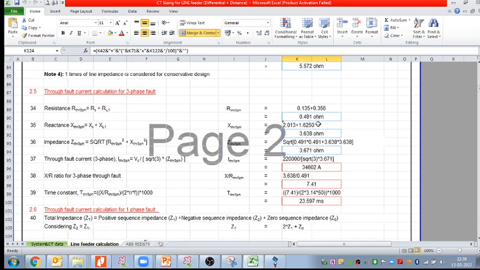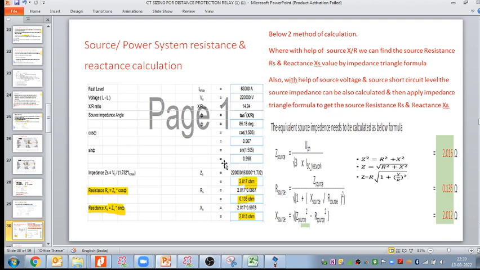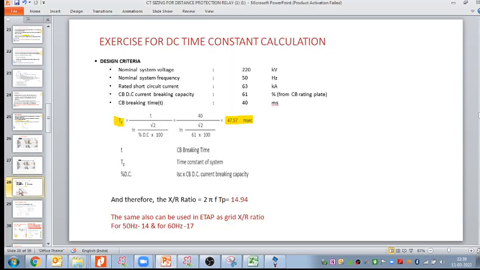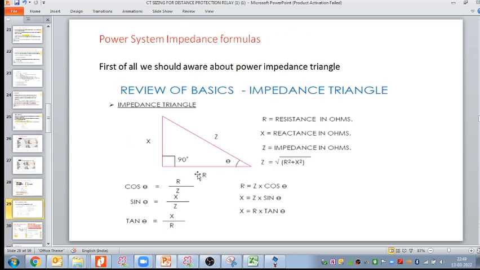So before coming to the Excel, I have just taken and am explaining the same. So X by R is 14.94. Now let us go to the power triangle formula again. We know X by R, so we can find out tan theta, right? With the help of X by R we find tan theta, and from tan theta we can find out the theta value. Am I correct or not? Theta is tan inverse X by R.